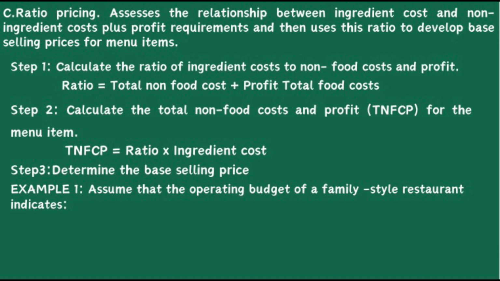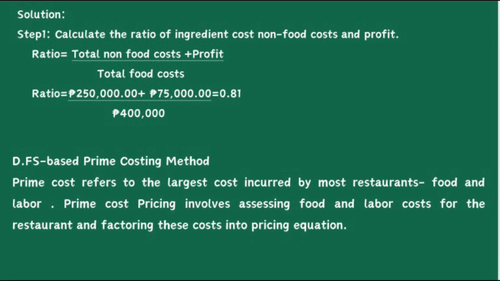Example, assume that the operating budget of a family-style restaurant indicates total non-food cost equals 250,000, profit 75,000, total food cost 40,000. So in the solution, step 1, calculate the ratio of ingredient cost, non-food cost, and profit. Ratio equals total non-food cost plus profit over total food cost. Ratio equals 250,000, which is the total non-food cost, plus profit 75,000, over total food cost 400,000, equals 0.81.